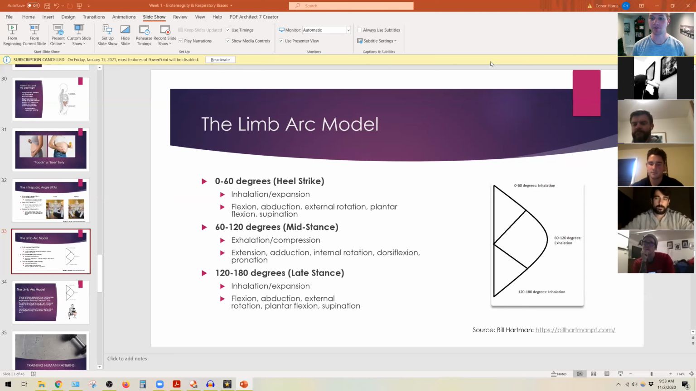But the limb arc model slide is referring to gait. Sorry, a little confused? No, I think these are good questions. I'm sure other people have these too. We will get into how this relates to gait a lot more next week. But think about it like this. Forget this part of it right here, because I can see how that would be confusing. When we are in heel strike, that is an external rotation, abduction, plantar flexion, supination bias within our pelvis and lower extremity. When we're in mid stance, it's those joint actions. When we're in late stance, it's those joint actions again. So heel strike is ER, mid stance is IR, late stance is ER. That's how it relates. But it's also relating to the degrees of hip flexion too. So it works both ways.